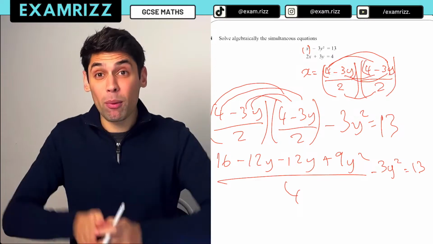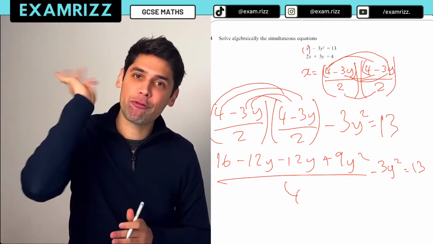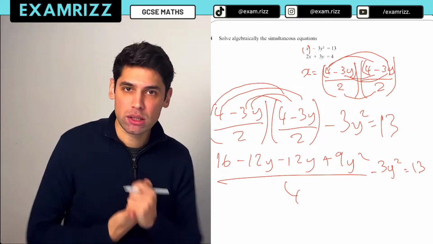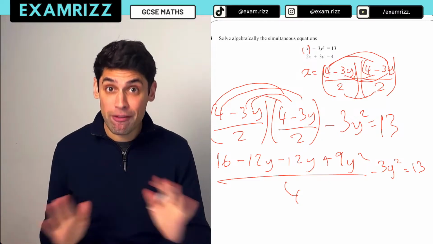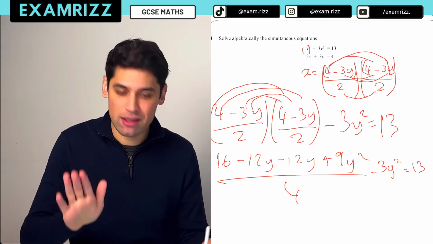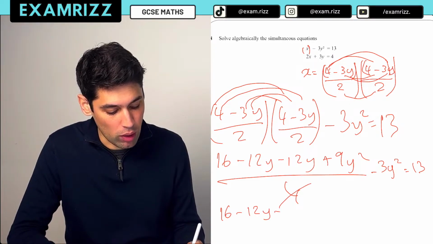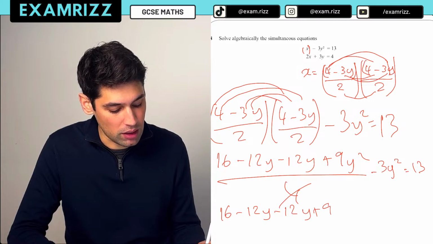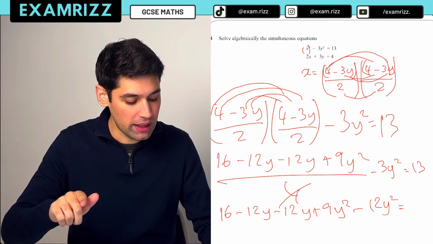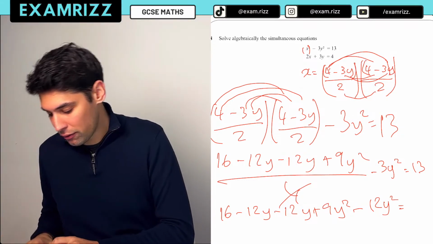Now, this looks horrible, but one of the reasons why is because there's a fraction on there. And remember what I said before, we hate fractions and brackets. Whenever we see them, we want to get rid of them. To get rid of a fraction, we multiply everything by its denominator, so we're going to times everything by 4. Everything on the fraction stays the same because it's no longer divided by 4. So that's 16 minus 12y minus another 12y plus 9y squared minus 12y squared, because that's being times by 4, equals 13 times 4. Pretty sure it's 52. Let's just check. 52.